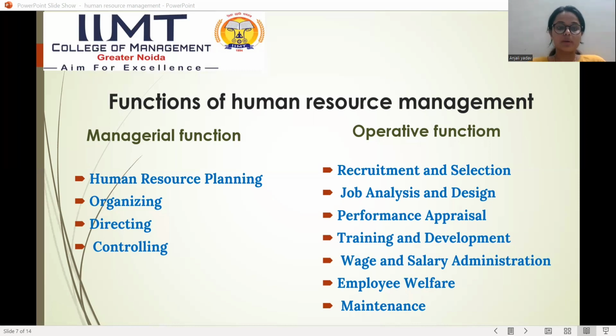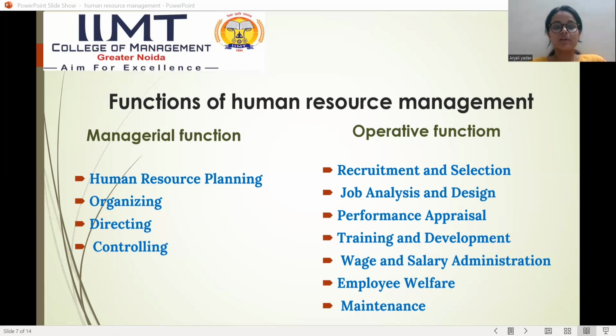Second is job analysis and design. Job analysis is the process of describing the nature of a job and specifying the human requirements like qualification, skills, ability, and working experience that are required for performing the particular job. And job design aims at outlining and organizing tasks, duties, and responsibilities into a single unit of work for the achievement of certain objectives.